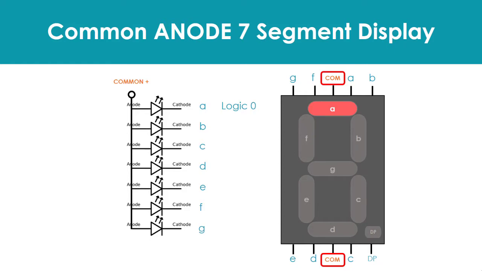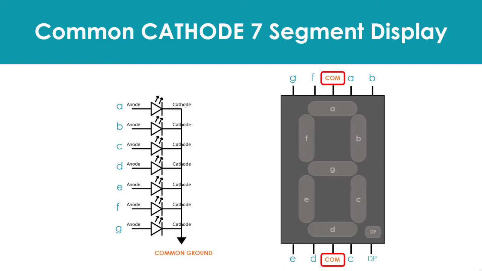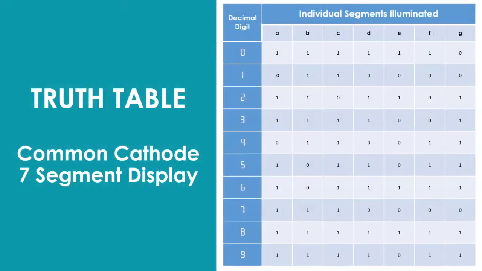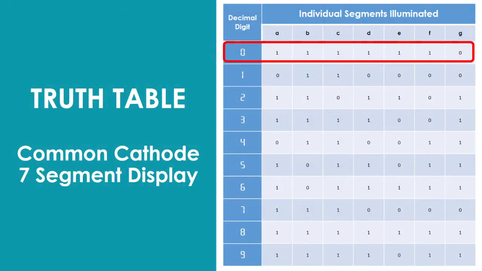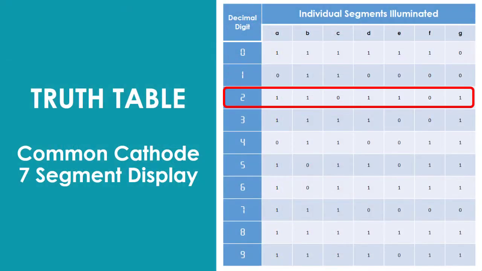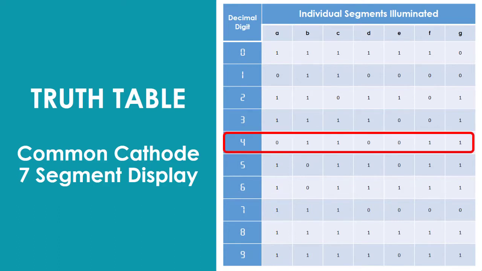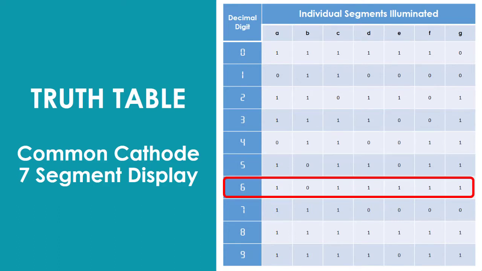Depending upon the decimal digit to be displayed, for instance, to display the numerical digit 5, we will need to light up 5 of the LED segments corresponding to A, C, D, F, and G. And this is how the digits from 0 through 9 can be displayed using a 7-segment display. Thus, we can produce a truth table giving the individual segments that need to be illuminated in order to produce the required decimal digit from 0 through 9.